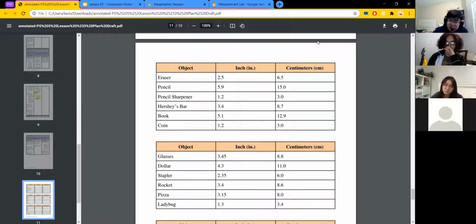All right, 30 seconds left. So if you want to make more measurements, go for it.